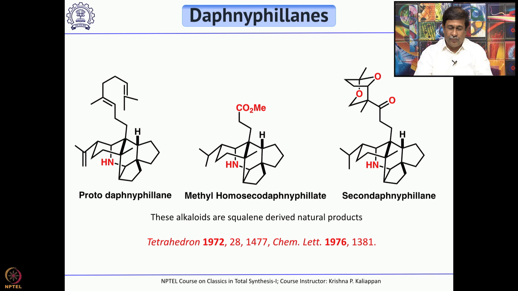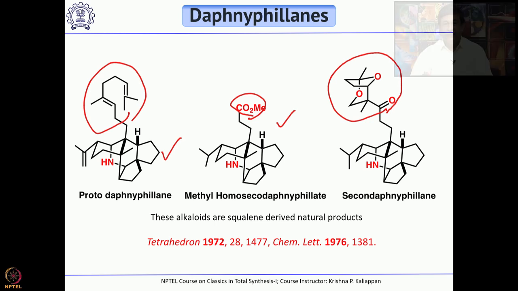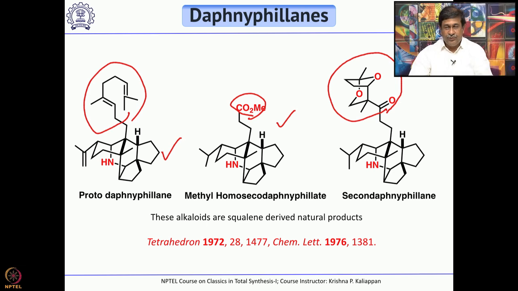So this is called proto-daphniphyllane, and if you remove this portion, you can see methylhomosecodaphniphyllate. I will repeat, methylhomosecodaphniphyllate, and instead of ester, if you have this bicyclic moiety, it is called secodaphniphyllane. Okay. So these were isolated in the 70s. Today what we will do, we will talk about the total synthesis of these two natural products.